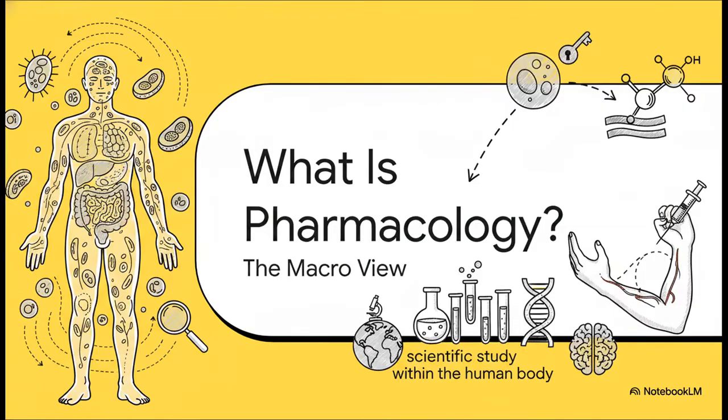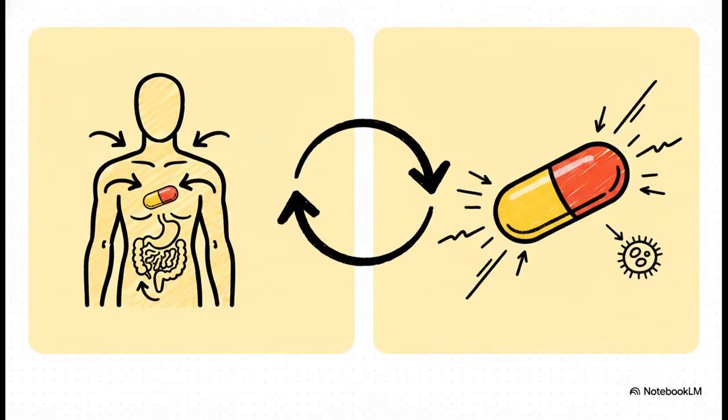Section 1. What is pharmacology? We are starting with the ultimate macro view here. Basically, pharmacology is simply the study of how drugs work inside the human body. And this entire scientific field, it splits cleanly into two distinct parts. First up, we have pharmacokinetics. This is all about what your body does to the drug. Think about how it absorbs it, distributes it, and eventually clears it out. Then there's pharmacodynamics, which is kind of the flip side. This analyzes what the drug actually does to your body once it reaches its final destination.